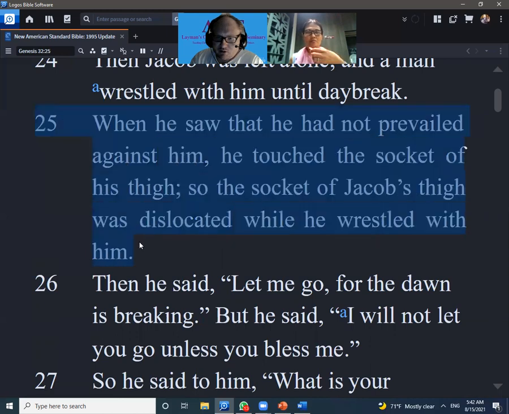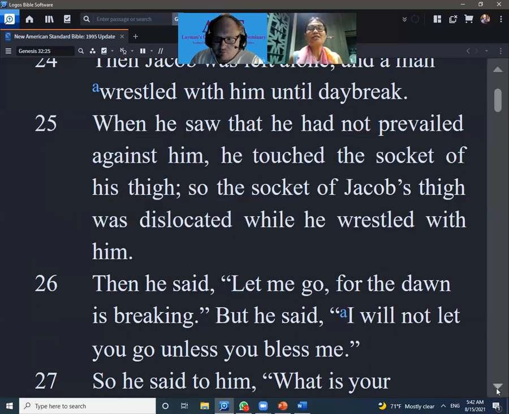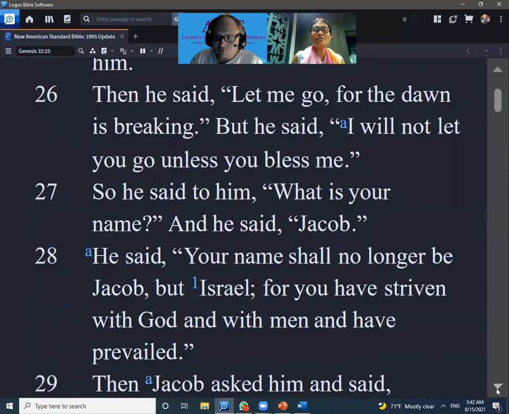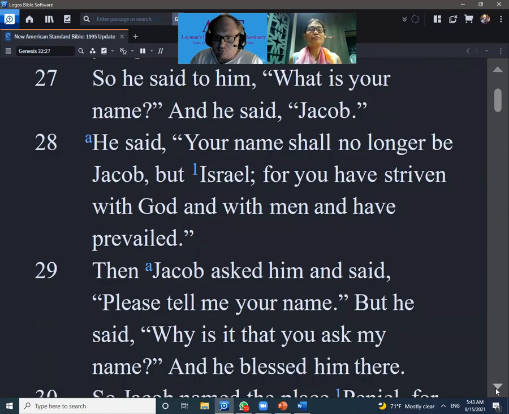Okay, continue. When he saw that he had not prevailed against him, he touched the socket of his thigh, and Jacob's thigh was dislocated while he wrestled with him. Then he said, "Let me go, for the dawn is breaking." But he said, "I will not let you go unless you bless me," because he is afraid of Esau. So he said to him, "What is your name?" And he said, "Jacob." And he said, "Your name shall no longer be Jacob, but Israel, for you have striven with God and with men and have prevailed."